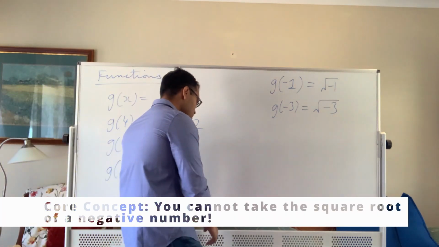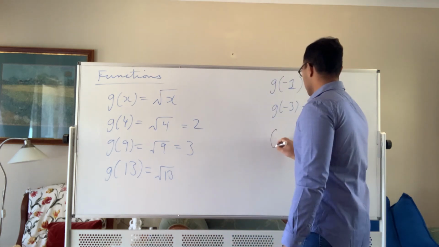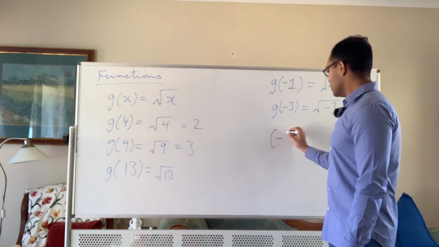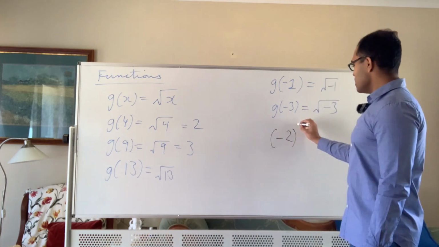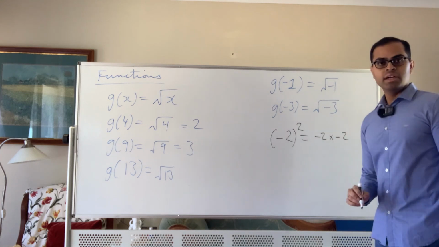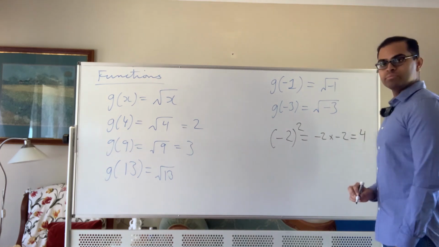You can also think about it this way. The square of a positive number, any positive number, is always going to be positive. The square of a negative number, negative 2 squared, for example, is negative 2 times negative 2. The negative signs cancel and become positive, so that becomes 4.